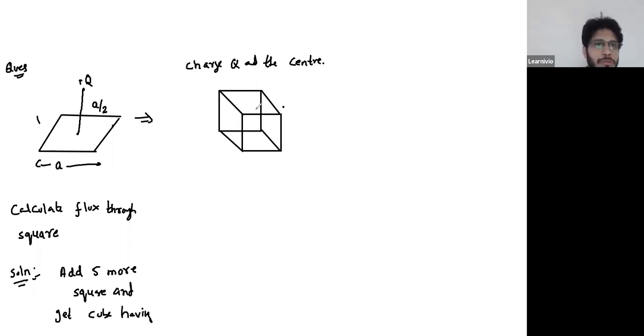So this is the square, and we placed a charge Q at the center of it. If I add 5 more squares, then you will get a closed surface, which is a cube, and the charge Q will lie at the center of it. Now, you need to calculate the flux through one side of the cube, which is a square. Can you guess what should be the flux through this square?